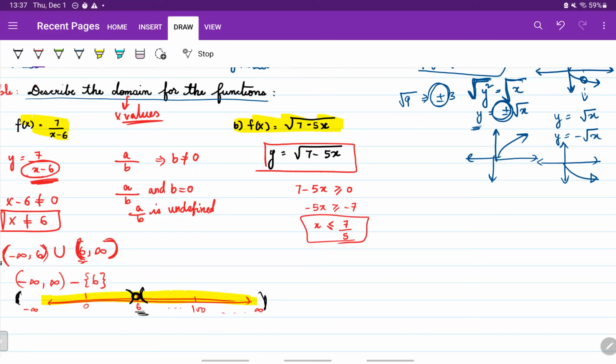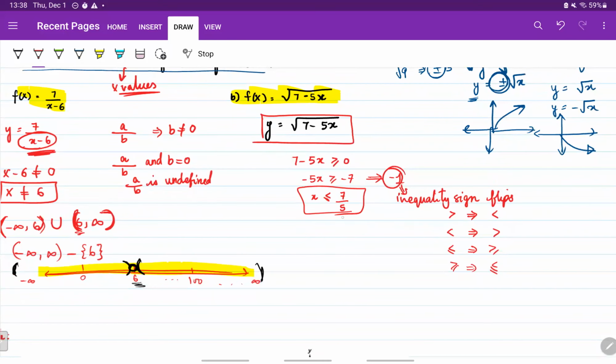Again, if you're multiplying an inequality with a negative 1 on both sides, then your inequality sign flips. So if you have a greater than, it becomes less than. If it's less than, it becomes greater than. Same thing with less than or equal to and greater than or equal to. So essentially here you have x is less than or equal to 7 by 5.